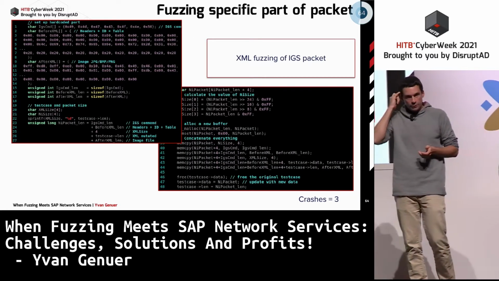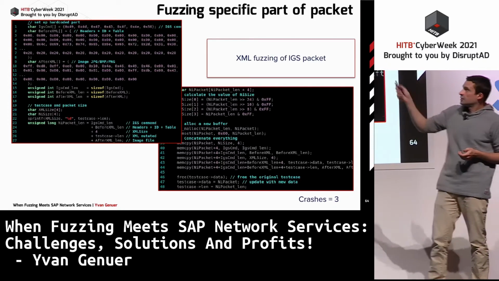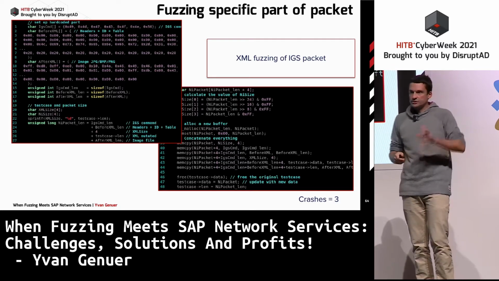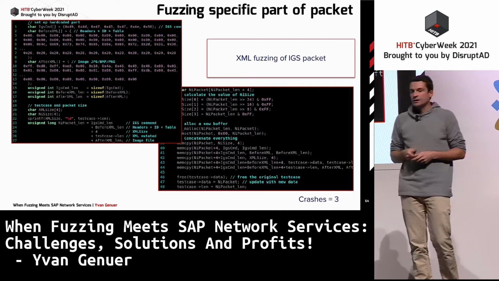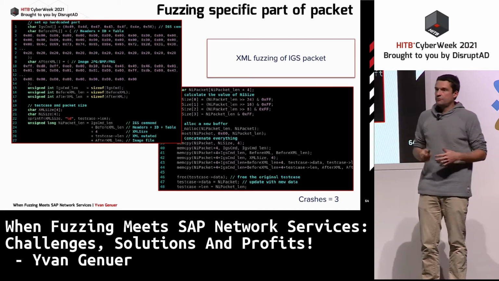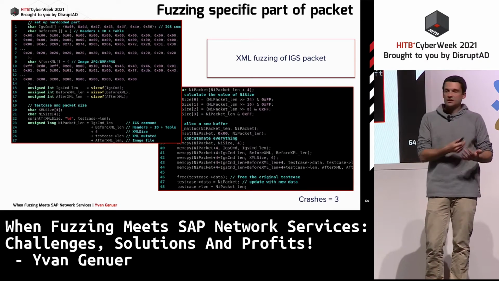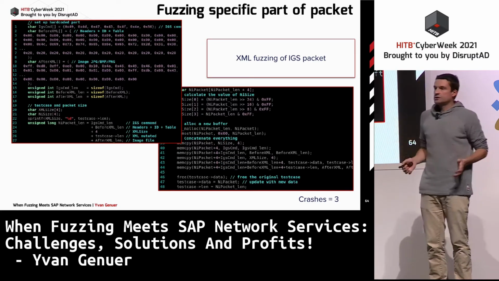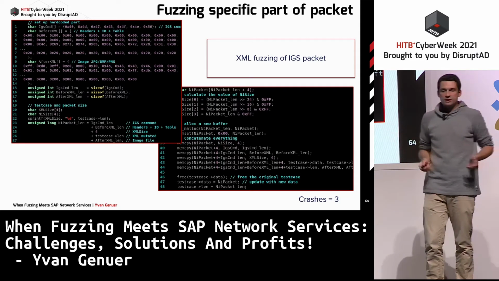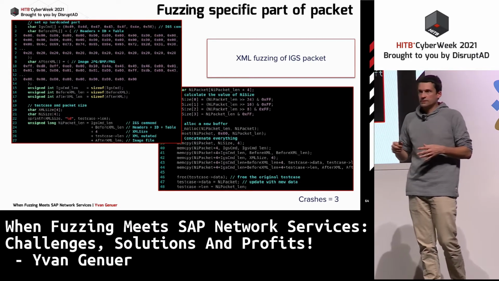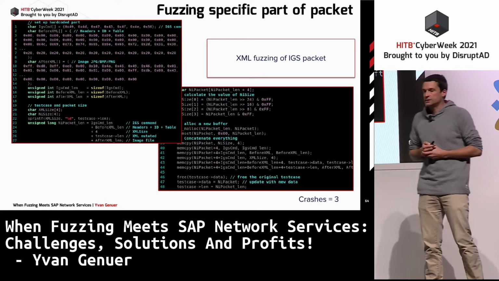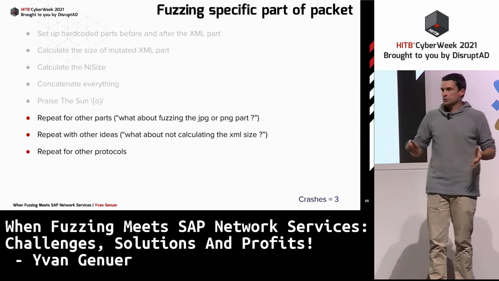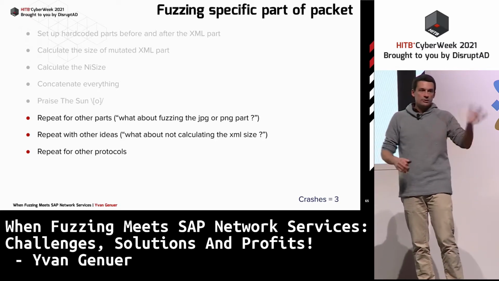So this is an example of the callback.c. As you can see on the left, this is only the hard-coded part, the beginning of the packet and the end of the packet. Then you can calculate everything, and you calculate the size of the XML, the mutated XML you provide as test case. Concatenate everything, put it in as a new test case, and the fuzzer sends this correct packet to the services. And of course, you can do it for different parts in the packet. For example, you can fuzz only the image, only the header, etc.